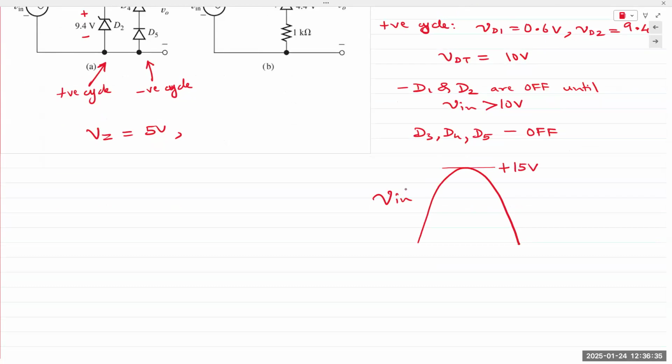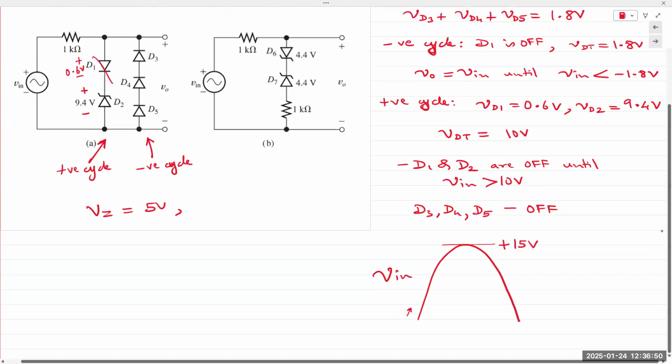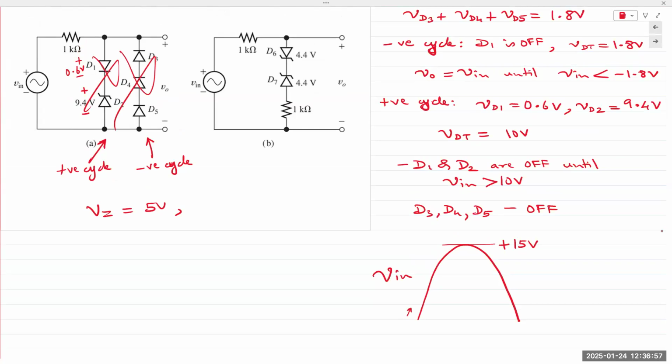Now, the left branch, D1 and D2. The voltage is increasing from 0, 1, 2, 3, 4, 5, 6. That is far below 10 volts. So diodes D1 and D2 are also off. If they are both off, what is Vout? This is off, this is off. It may as well not be connected. The only component in the circuit is that resistor. So Vout is equal to Vin, barring a simple voltage drop or something, right? So Vout would be approximately equal to Vin.